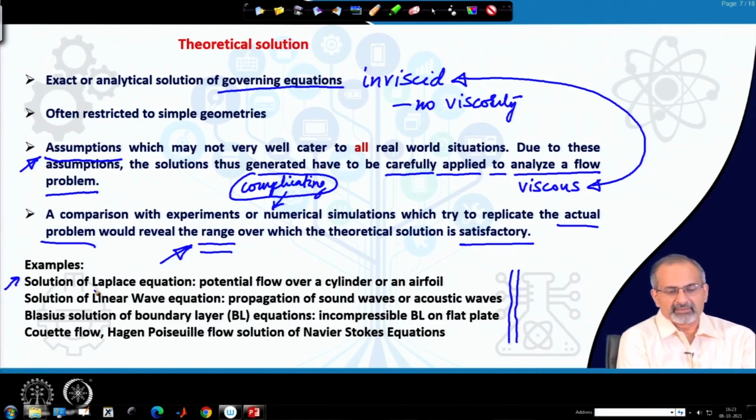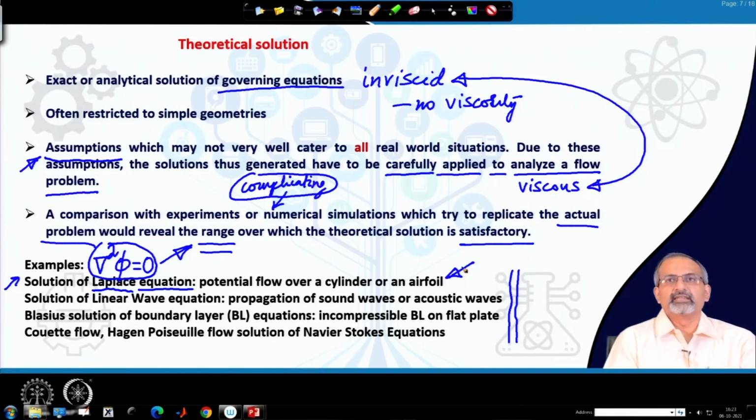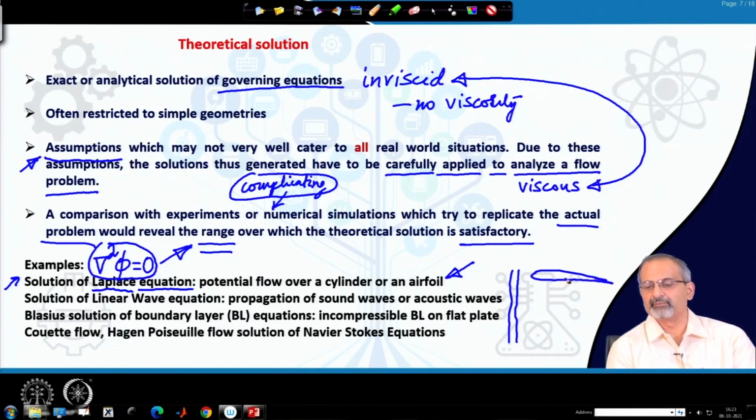The first example is Laplace equation. We will see later. It is represented by an equation of this kind: Laplacian phi is equal to 0. Phi is a dependent variable, and this is of course a vector calculus operator. Now, it solves potential flow over a cylinder or an airfoil. Airfoil is nothing but a section of a wing.